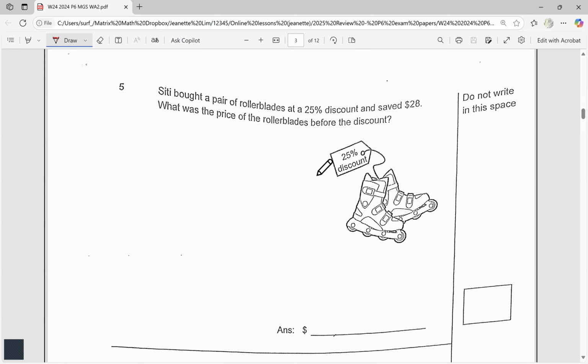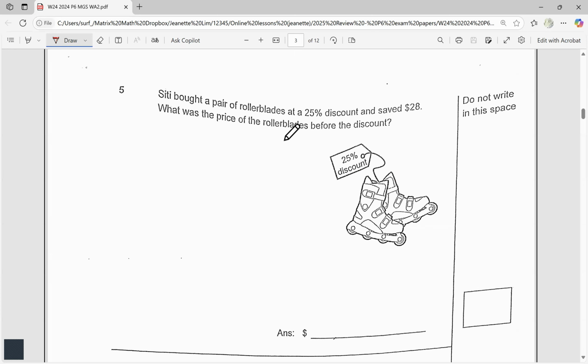Question 5, percentage. Cindy bought a pair of rollerblades at a 25% discount and saved $28. What's the price of the rollerblades before the discount? Okay, so if the discount is 25%, that is also what she would have saved. So 25% is the $28 that she saved.